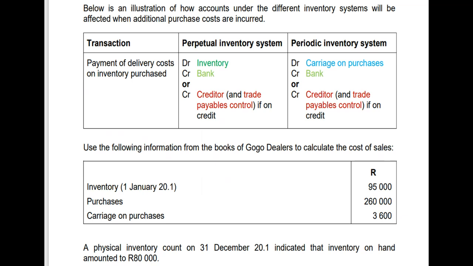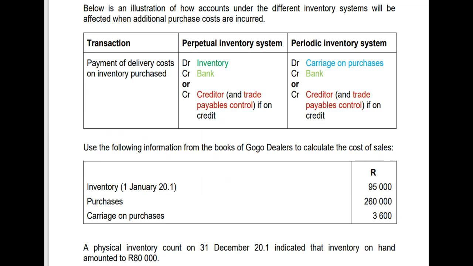If you are using the perpetual inventory system, when you incur that delivery cost and pay cash, you debit the inventory. Because the delivery costs are capitalized, added directly. This additional cost of purchasing that inventory will be capitalized directly into the inventory account. Even if you incur customs and import duties, you will add them to the inventory account if the business is following the perpetual inventory system.